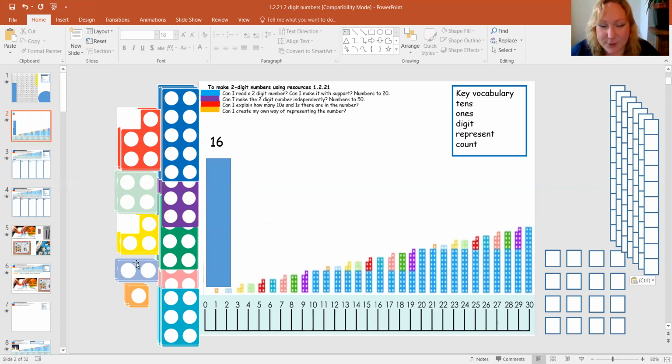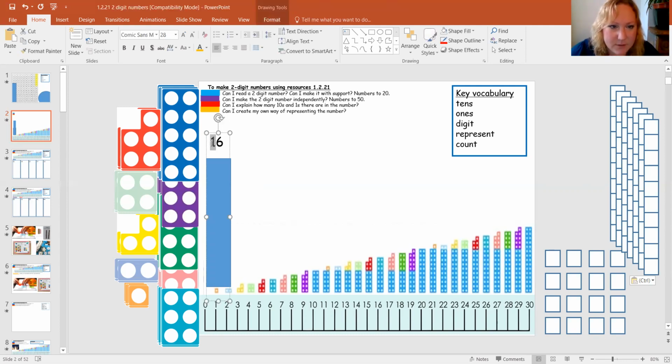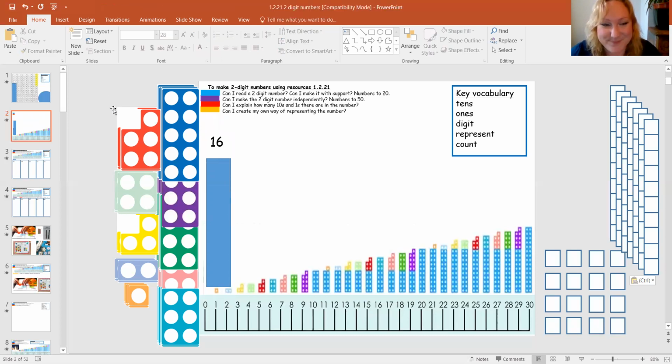So we're going to use Numicon and the Deans to make this number first. This is the blue level of challenge. What number have I got here? I can see there's 1 ten and 6 ones. Now, what's that song again? 6 is turquoise. Oh, I can use my number line as well. I can see it's got 1 ten and 6 ones. I can read it. It's 16.